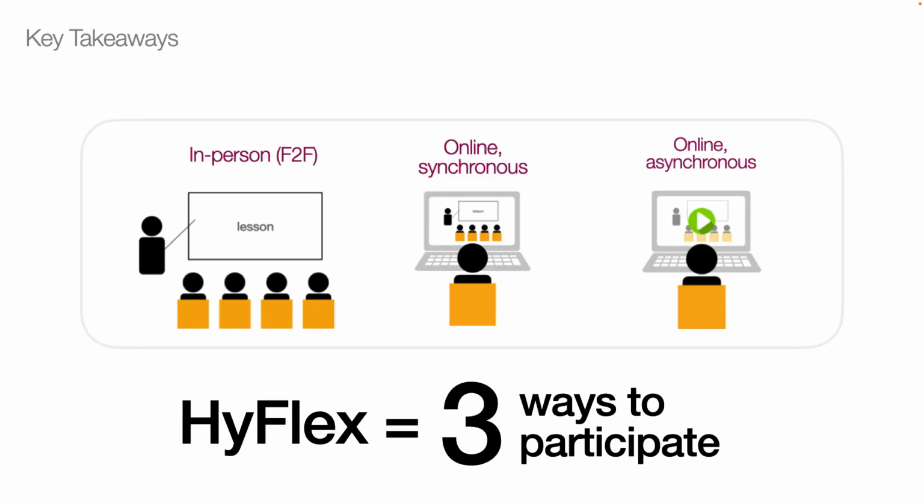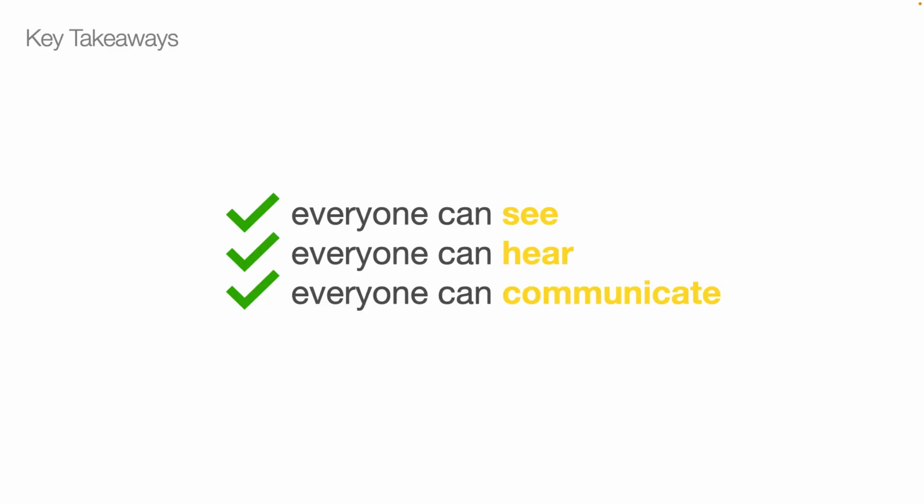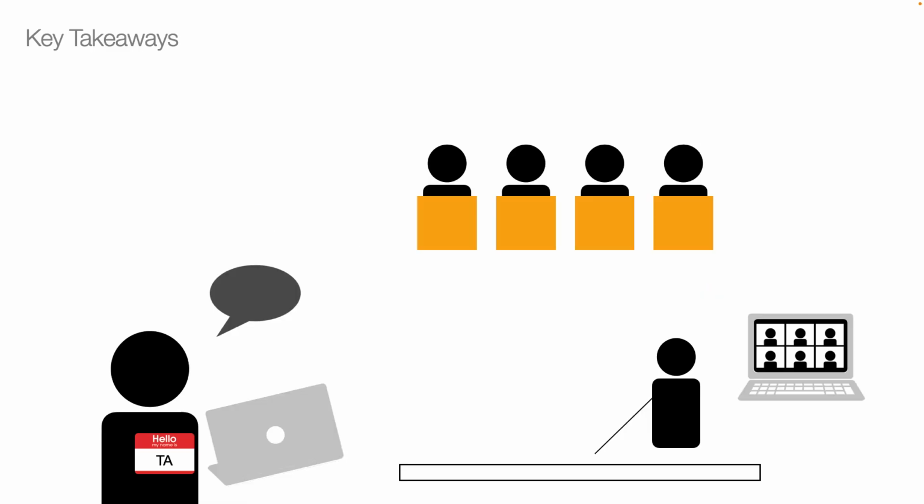Let's go over the key takeaways of this video. The HyFlex approach to teaching gives students 3 ways to participate in a lesson: in person, online synchronous, and online asynchronous. HyFlex teaching requires you to consider how everyone will see, how everyone will hear, and how everyone will communicate. And do remember to check in with your online students as you do the in-person students.